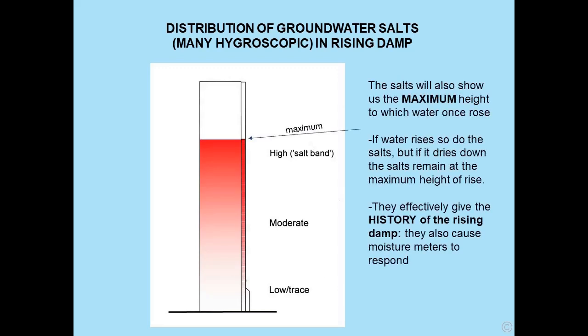And indeed, it's the salts that show us the maximum height to which water once rose. If water, for example, rises higher, then the salts will go up with it. However, if the wall dries down, the water will dry down, but the salts will remain put. So therefore, they effectively give us the history of the rising damp. And remember, the important thing to remember as well is such salts will cause a moisture meter to respond.